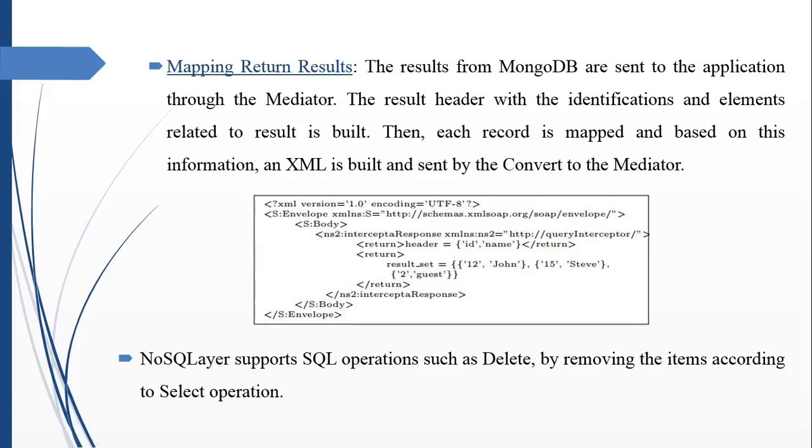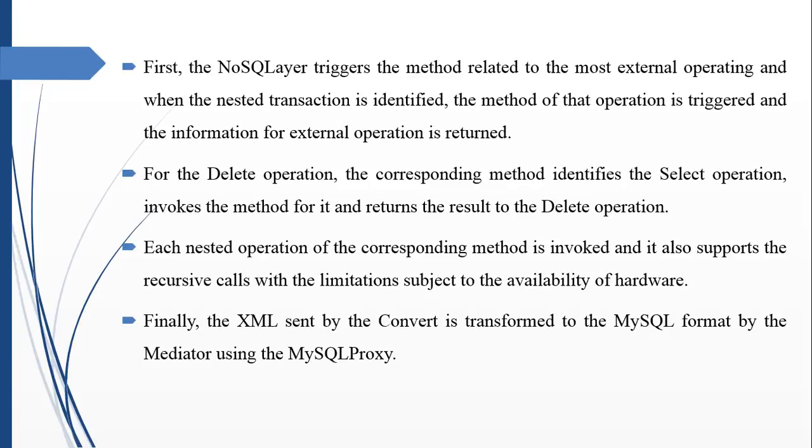NoSQL layer also supports SQL operations such as delete, thereby removing the items according to the select operation. First, NoSQL layer triggers the method related to the most external operation, and when the nested transaction is identified, the method of that operation is triggered and the information for the external operation is returned. For the delete operations, the corresponding method identifies the select operation, invokes the method for it and returns the result to the delete operation. Each nested operation of the corresponding method is invoked, and it also supports recursive calls with the limitation subject to the availability of the hardware.